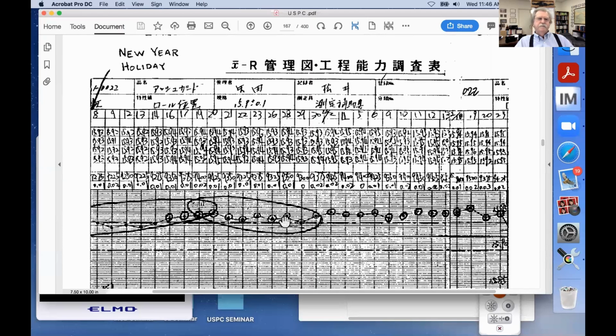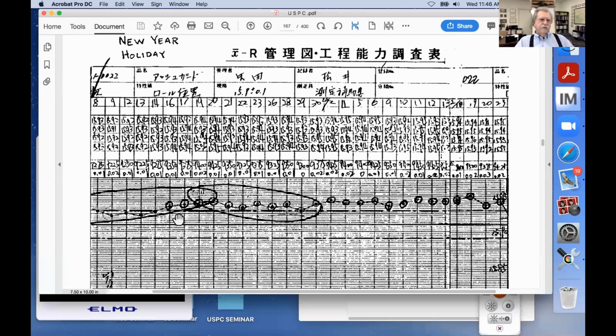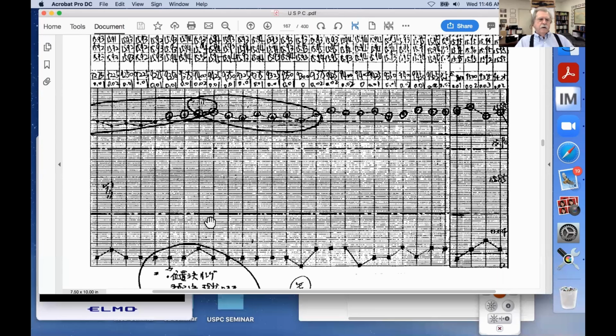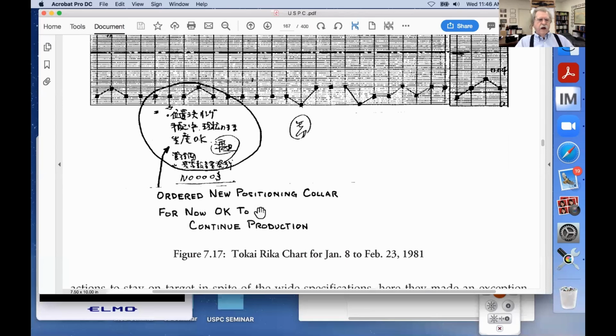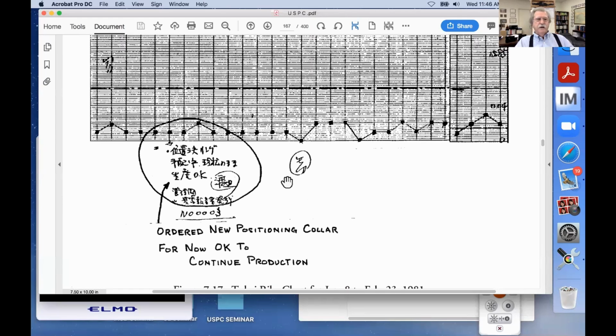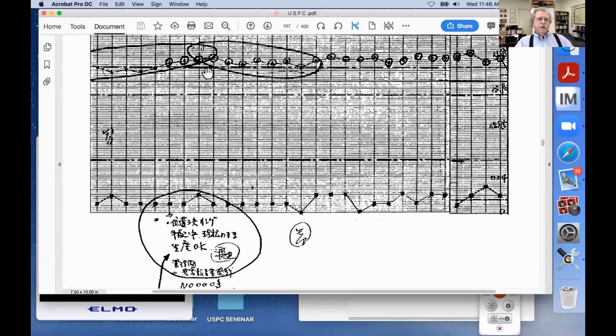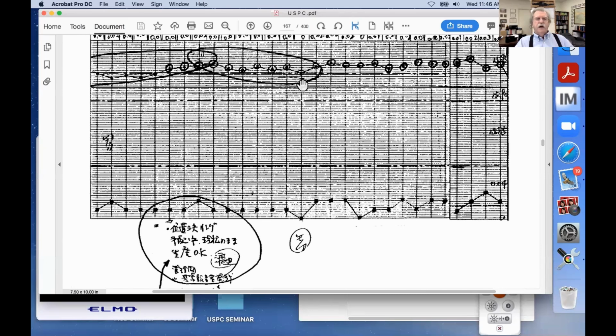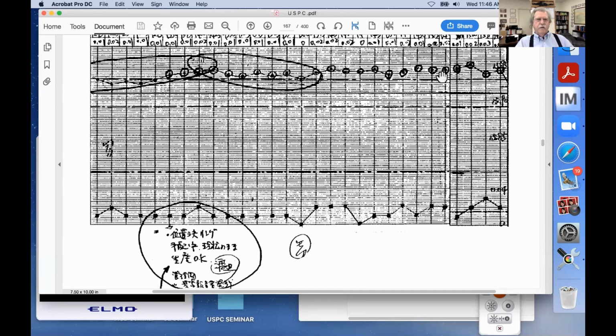Then, after the New Year holiday, we get 4 points above the upper limit. And they circle a run. Ordered a new positioning collar for now okay to continue production. They're going to upgrade the tooling, and so the special tooling is going to take some time. So here they let it run, knowing they're not in danger of going out of spec.